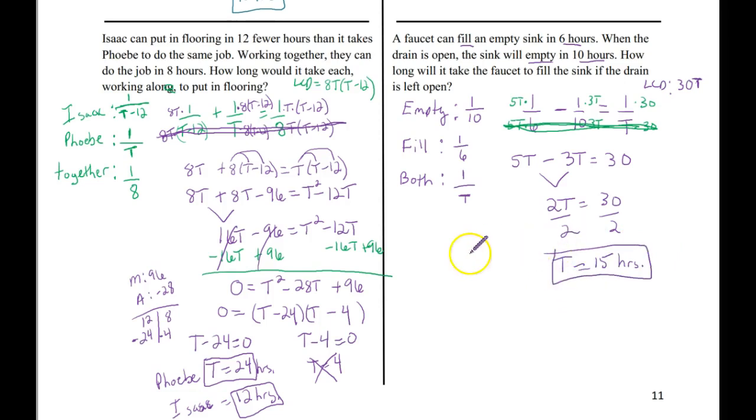And there you go. So, the way we do any kind of work problem is we figure out the rates at which each item or person can work, and then we make our equation either by adding the rates to get the rate together or subtracting, depending on the context of the problem.